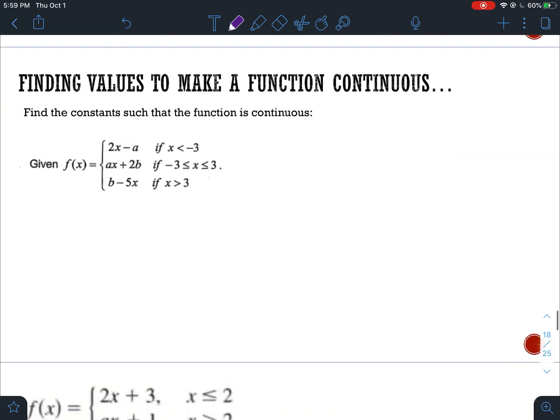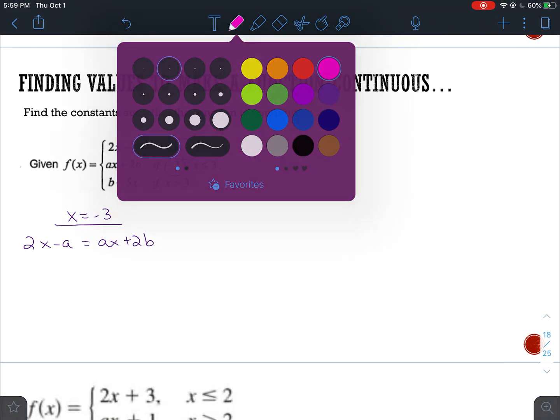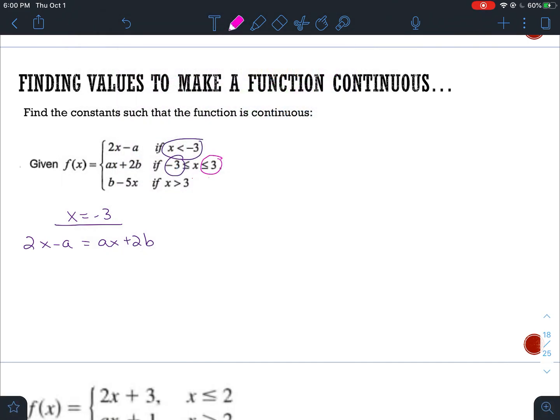So finding values to make a function continuous. For a function to be continuous, where the pieces overlap, my function pieces need to be equal. So at x equals -3, I need my two pieces to be equal. So I need 2x minus a to be equal to ax plus 2b. I need those two pieces to be equal. And I also need where the second two pieces overlap, and they overlap at 3, I need those two pieces of the function to be equal because I need their y values to be the same. I need them to be at the same heights.